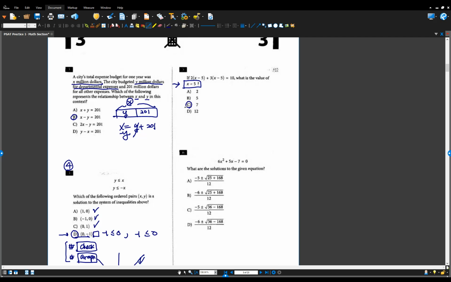All right, check it out. 2x minus 5, 2x minus 10, plus 3x minus 5 is what? 3x minus 15 equals 10, right? Okay, so this is 5x minus 25 is 10. 25 over here, 35, x is 7 is correct, but x is 7, not x minus 5. That's when you find x minus 5. I told you, Kara, right?